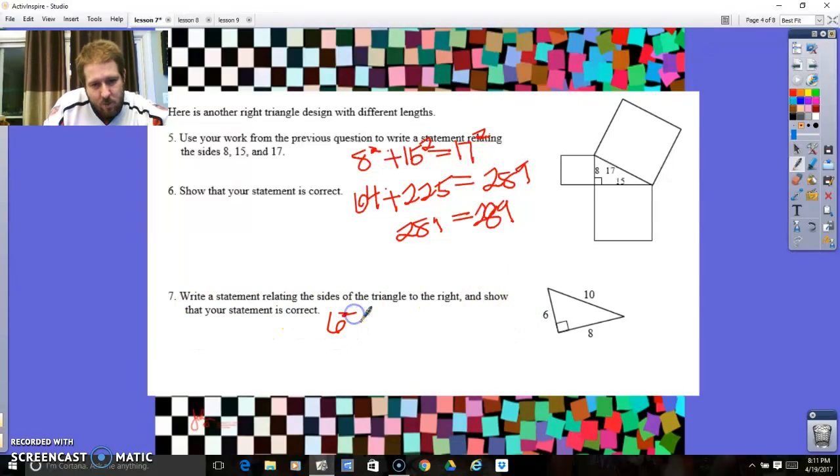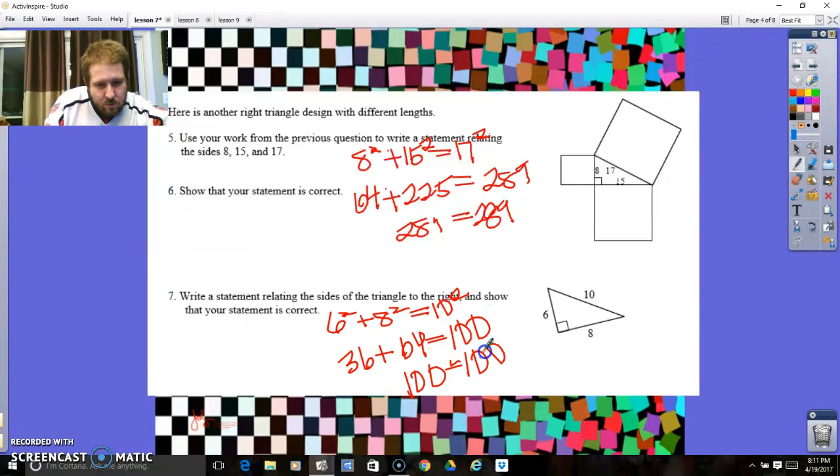So 6 squared plus 8 squared equals 10 squared. 36 plus 64 equals 100. Well, 36 plus 64 is 100. So what you'll notice is that this does work. It works with Pythagorean's theorem.